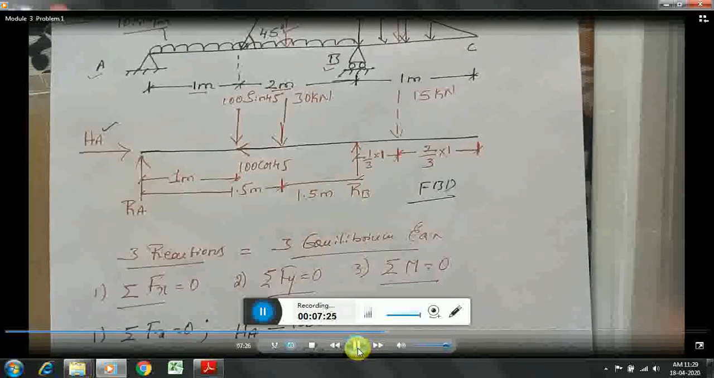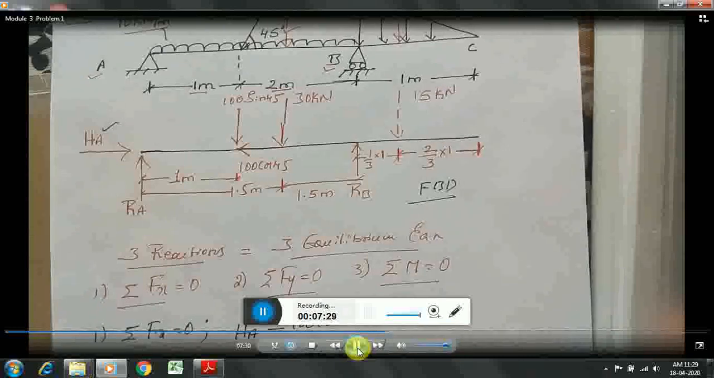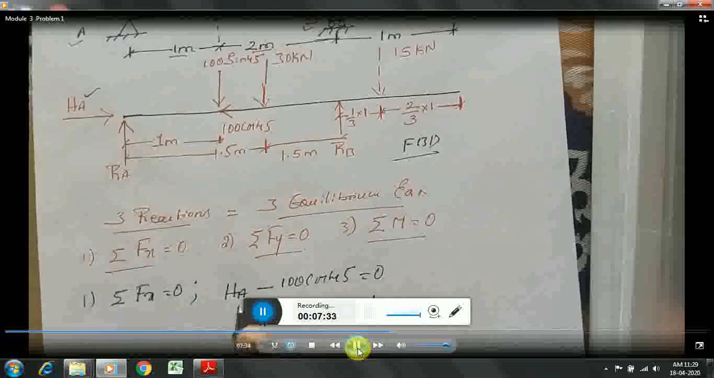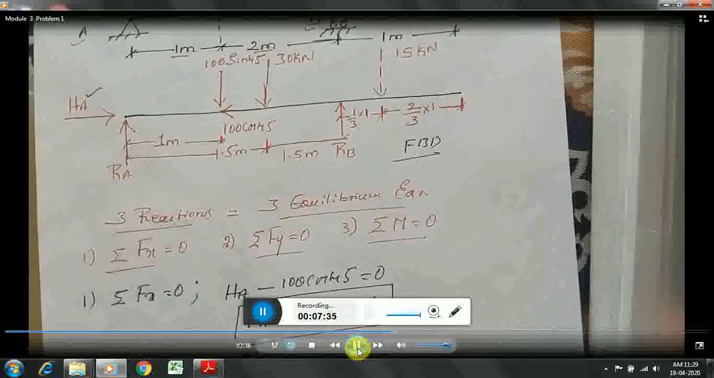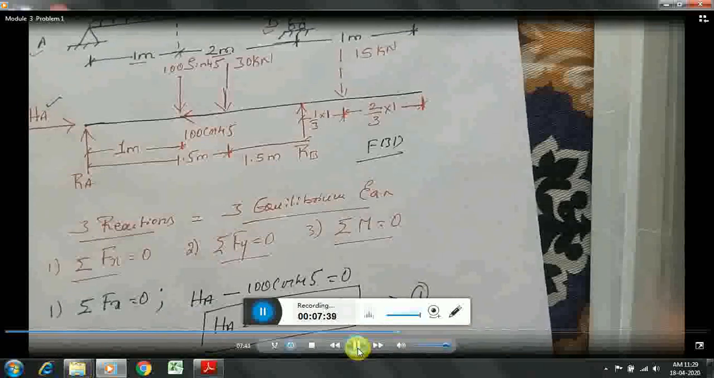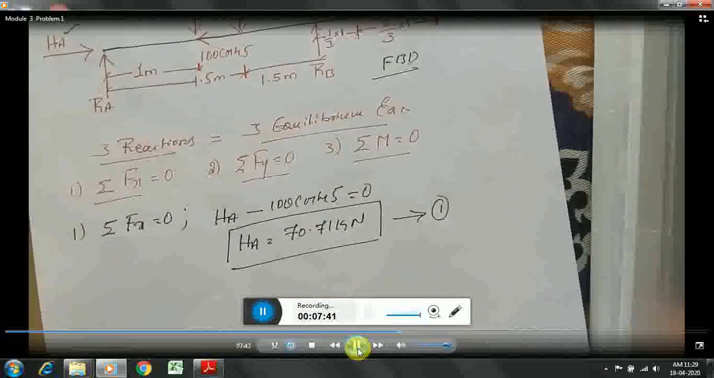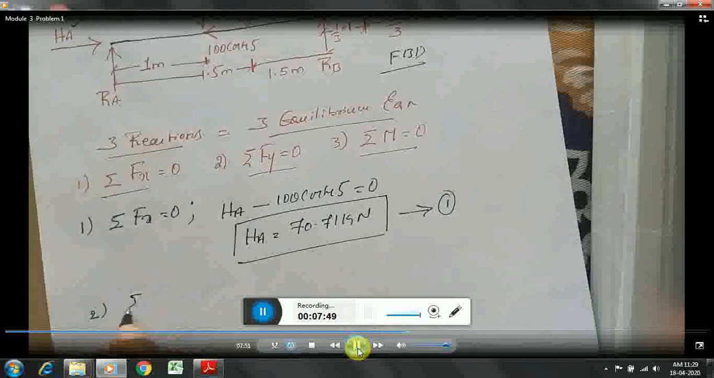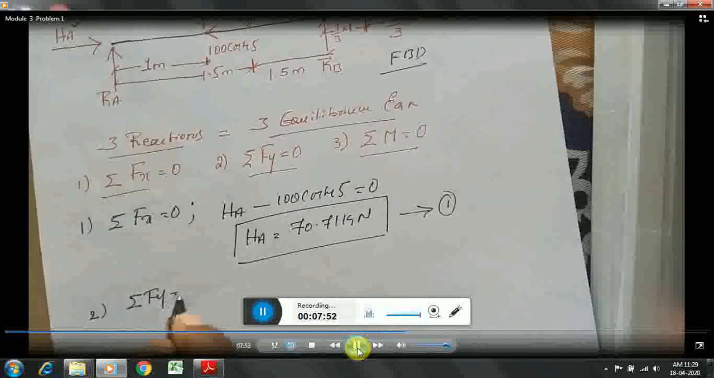70.71 kilonewton. Call this equation number 1. From equation number 1, you have got the value for the first unknown. Then I will apply the second condition, summation Fy is equal to 0.